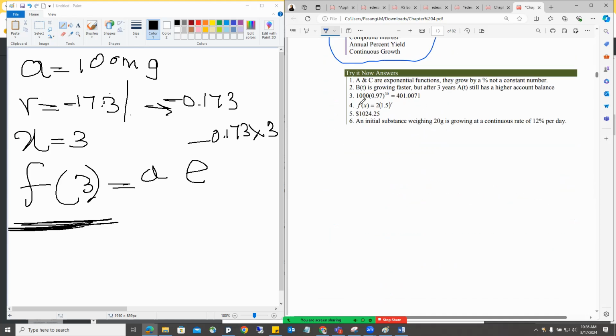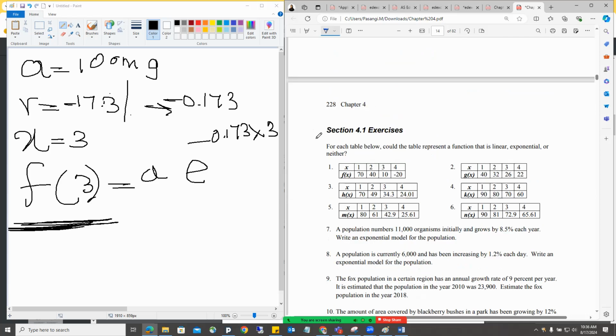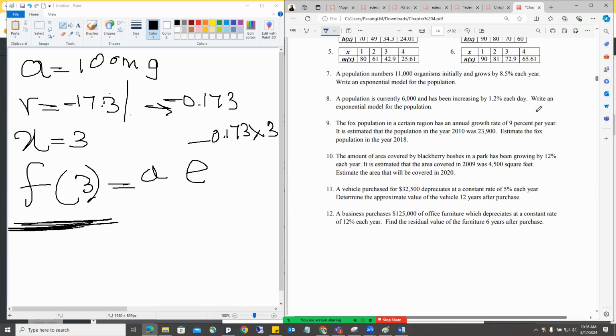So then you have the exercise. This one, try it now. They have given the answers. You can check for the answers as well. Then you need to do this section 4.1 exercises. This one is homework. Okay?